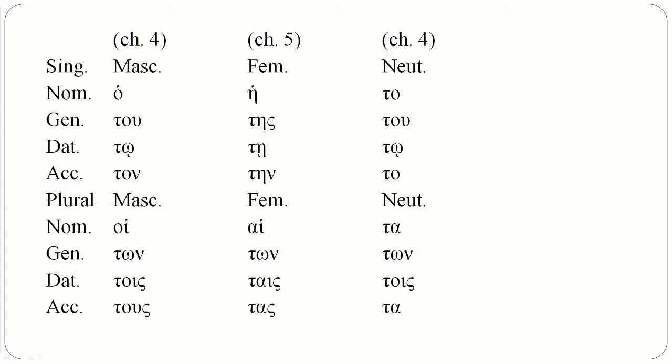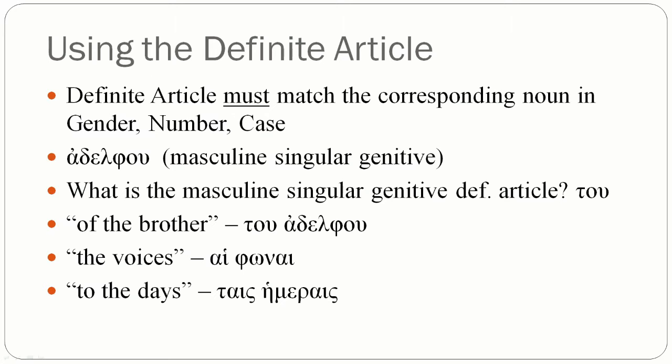Moving on then from the forms of the definite article, let's go to some ways that you use this, or what are some things that we need to keep in mind when we're using the definite article. There are some rules, and they are pretty important to know. So let's take a look at some of these. The main thing that you have to remember, the definite article must match its noun.